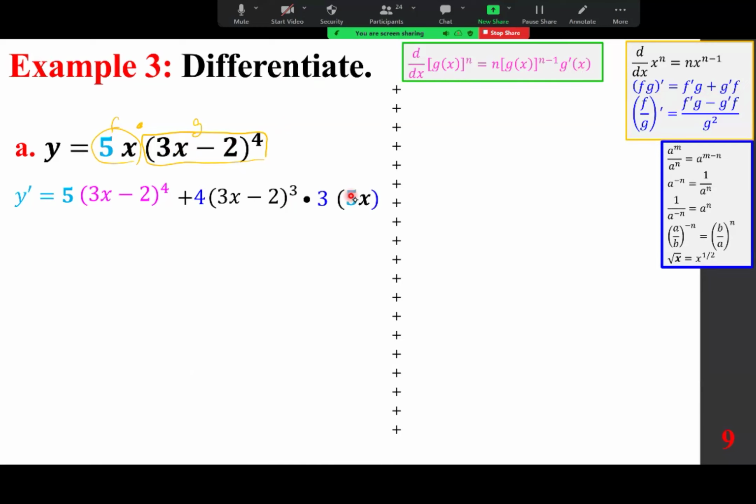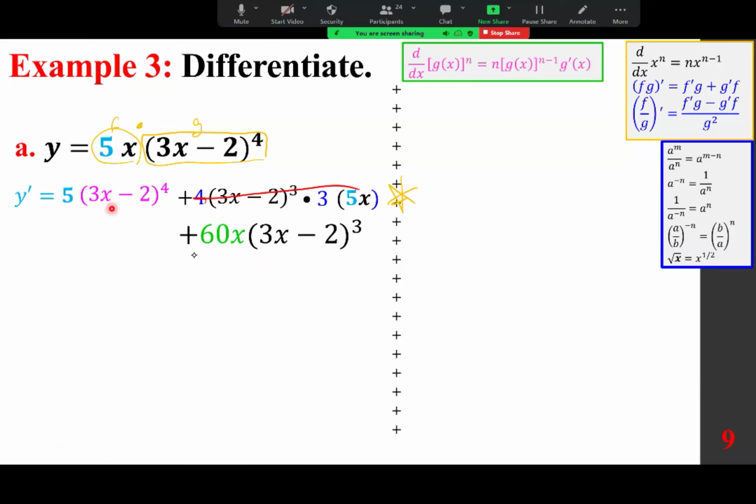Okay, we're done with calculus. Let me just make sure we understand what's happening here. So this is it. You're done with calculus here. Everything else is algebra. So 4 and 3 and 5 is 60. We put 60x in front. Just this part, we are going to simplify to this one. So we no longer need this one. We are looking at this one.